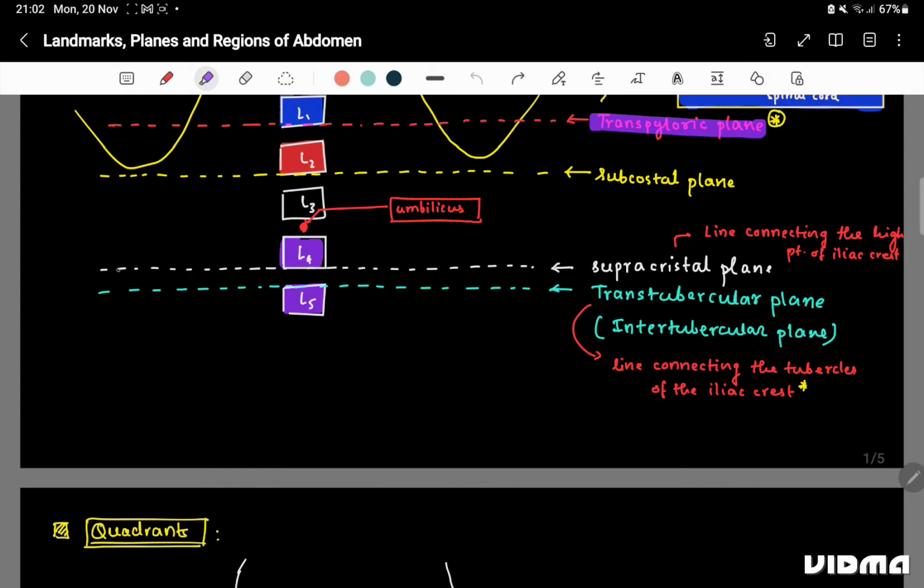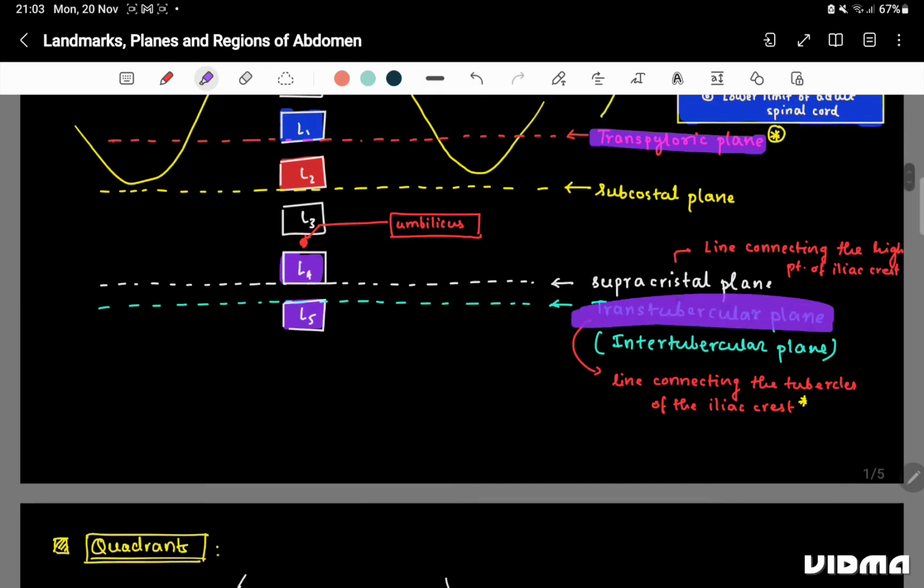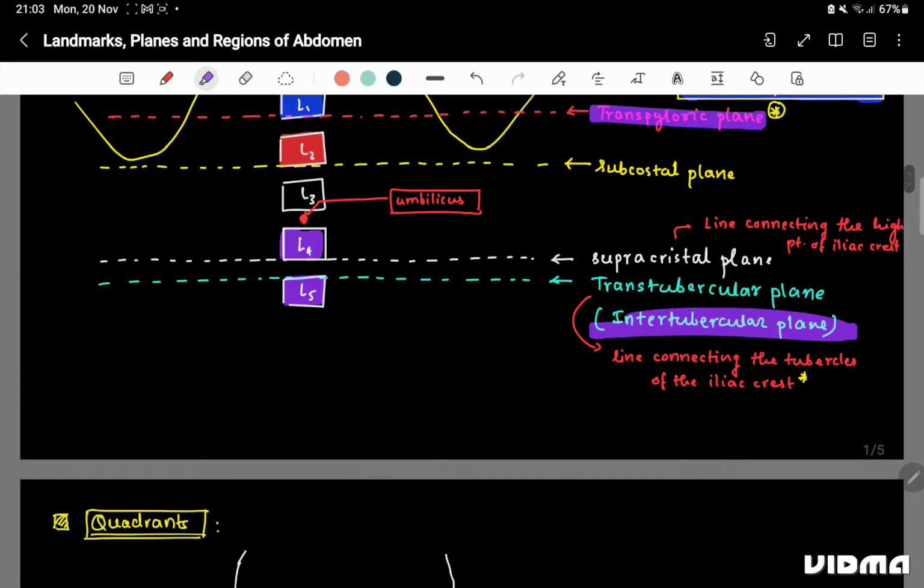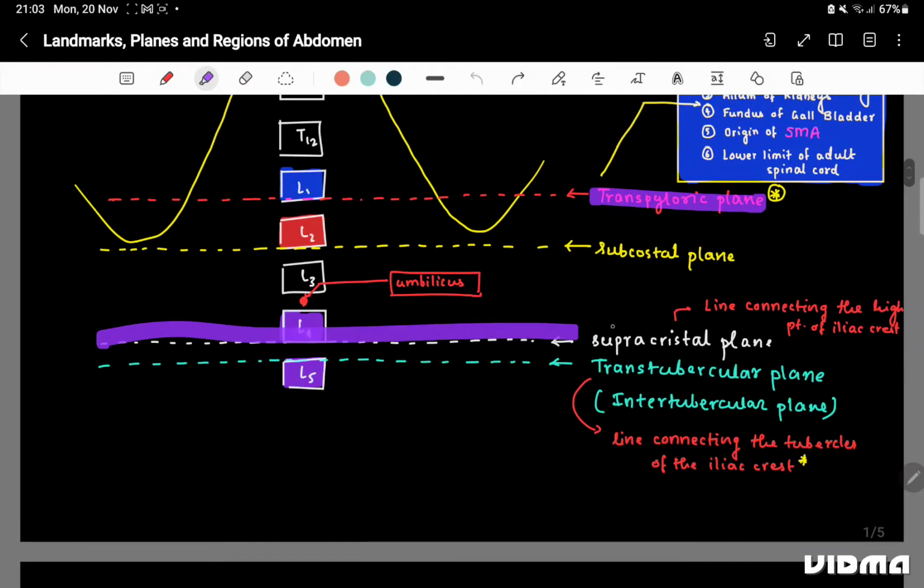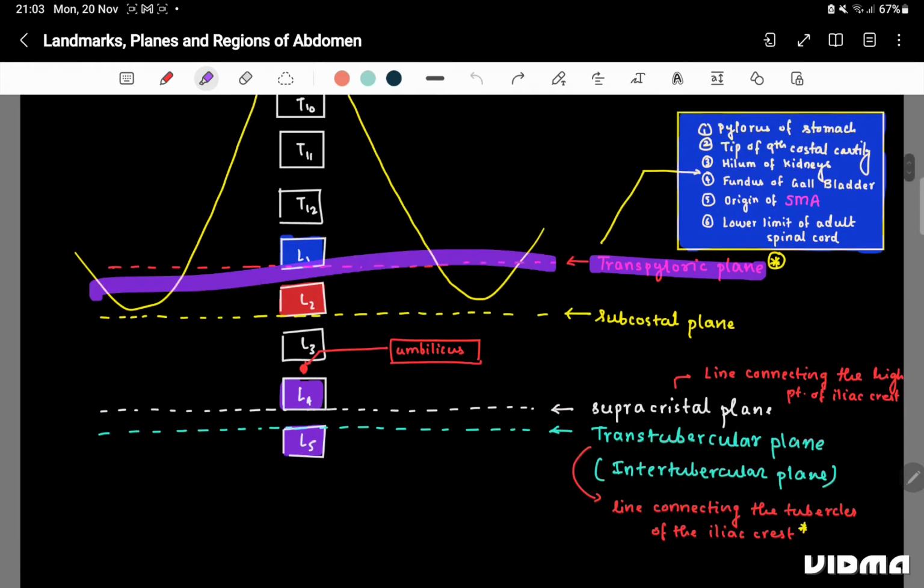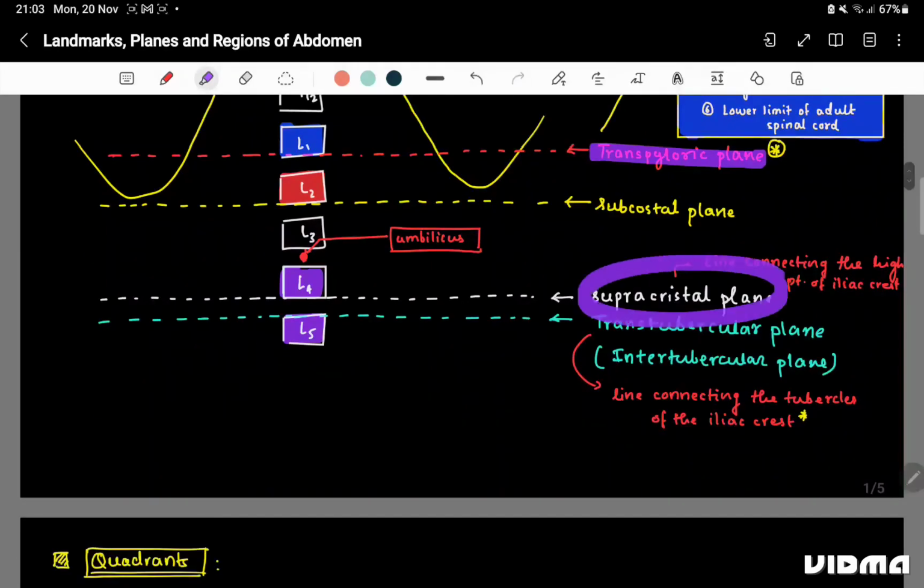At the lower border of L4 we have the supracristal plane. This is connecting the high points of the iliac crest. The iliac crest is present like this. And at the upper border of L5, we have the transtubercular plane, which is also called the intertubercular plane. This is a line connecting the tubercles of the iliac crest. So, lower border of L1 is transpyloric, lower border of L2 is subcostal, lower border of L4 is supracristal, and the upper border of L5 is the transtubercular plane.